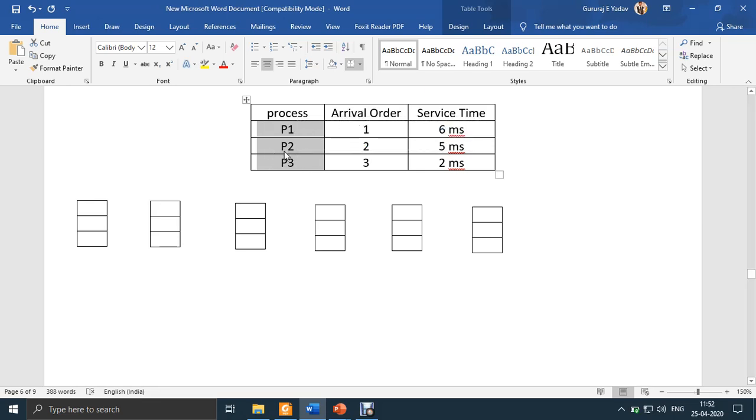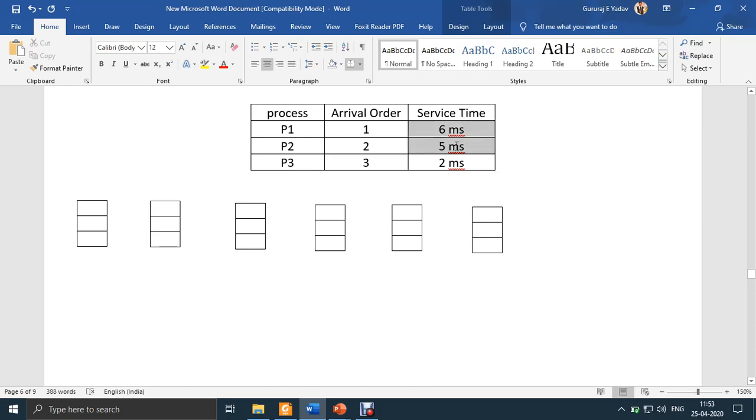Before the start of the execution, what is the order in which these three processes have arrived in the ready queue? The order is 1, 2, 3. That means P1 has arrived first, P2 second, and P3 last. Remember this, before the execution starts, all three have arrived. That means at time 0 itself they arrived, but in a different order.